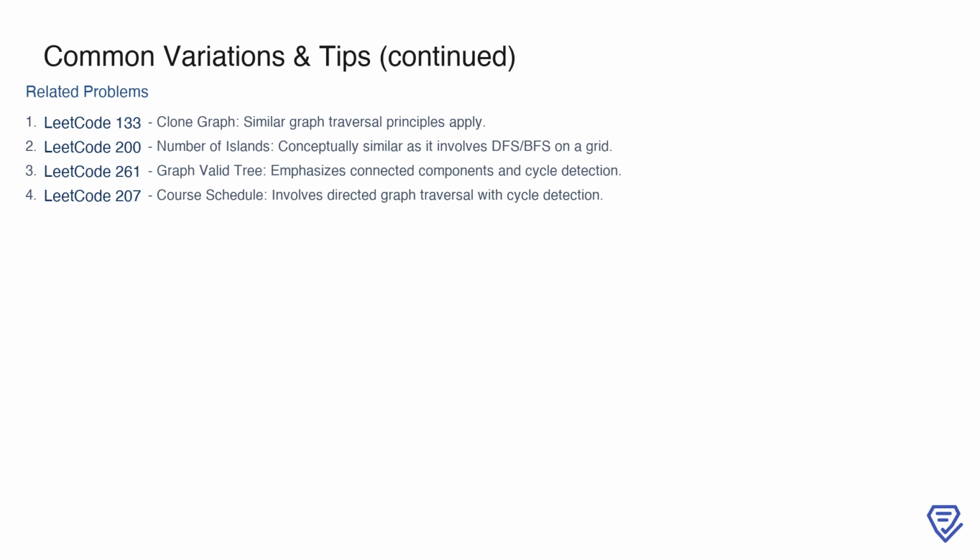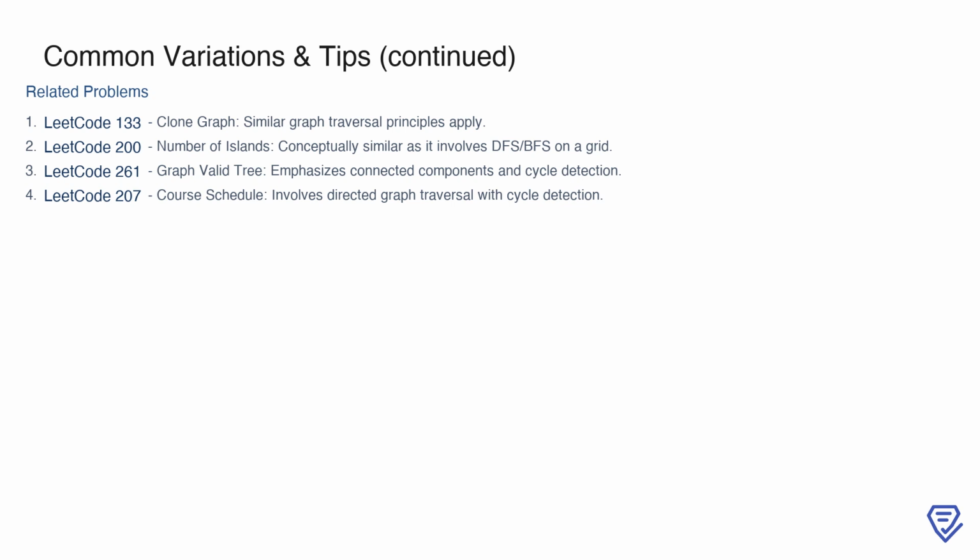Finally, Problem 207, Course Schedule, involves exploring a directed graph while accounting for dependencies and cycles, much like managing the constraints in a web crawler. Practicing these problems will deepen your understanding of graph traversal and help you recognize patterns that are common in crawling and related tasks.